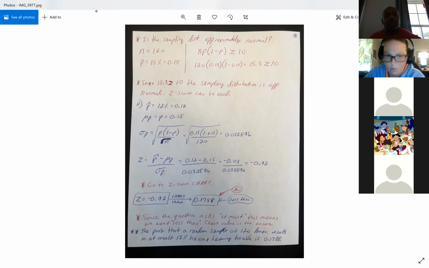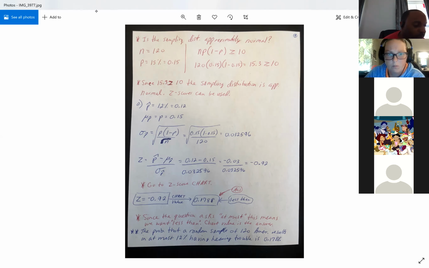All right, so looking at A, it says in a random sample of 120 Americans, what is the probability that at most 12% have hearing trouble? So they give us our sample proportion, at most 12%. So that's what we're looking at there.